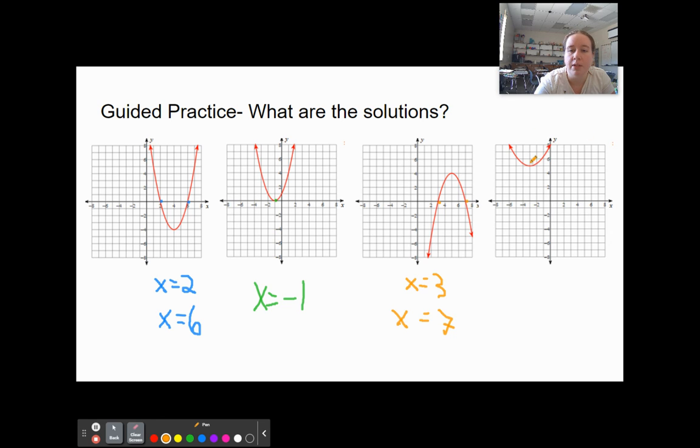This last one, it never crosses, so we're going to put NS for no solution. Do not put x equals 0, because if x equals 0, you're telling me that the graph is all the way down here, and it's very obviously not. So do not put x equals 0, that is wrong. It would be NS for no solution.